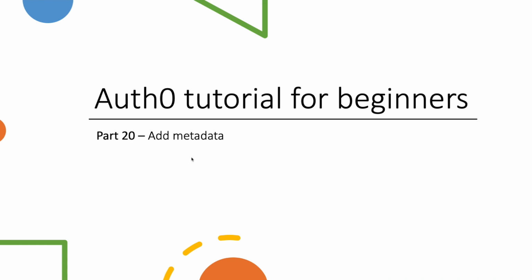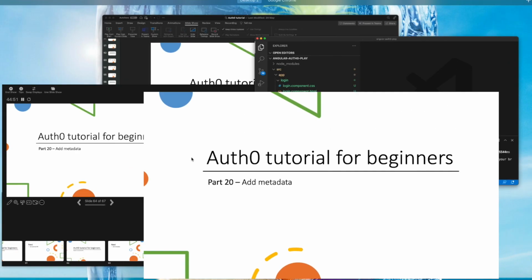In this video, we are going to talk about adding metadata in a rule. There are some scenarios where, after a user calls an external API, they want to add the response into their metadata. So let's go back to the Auth0 dashboard.